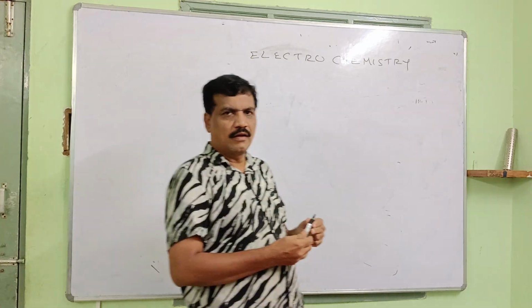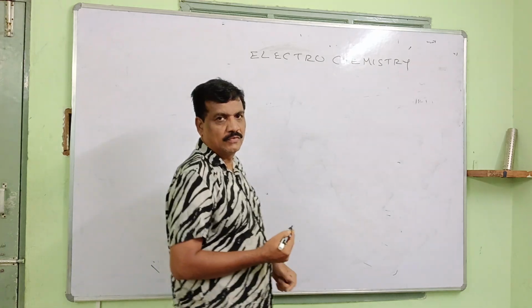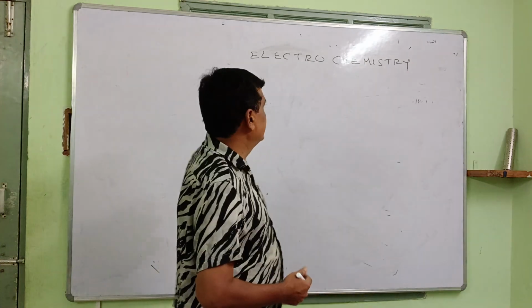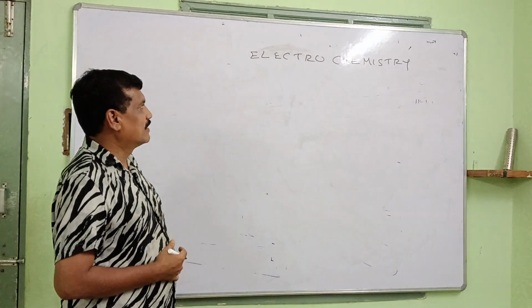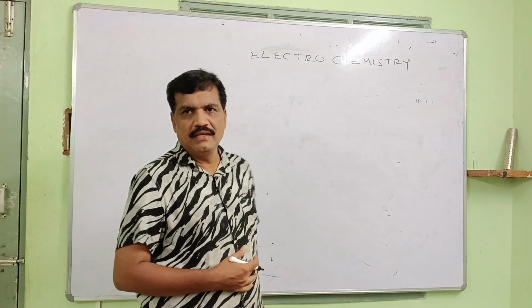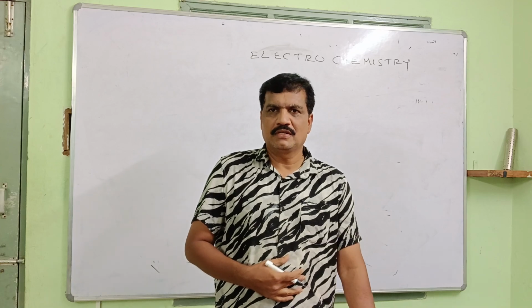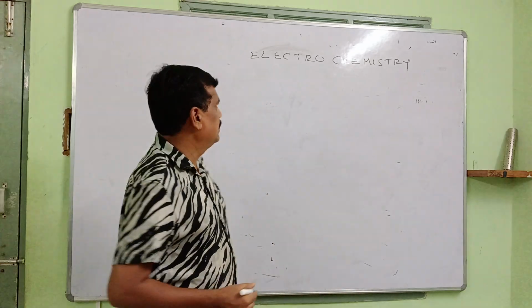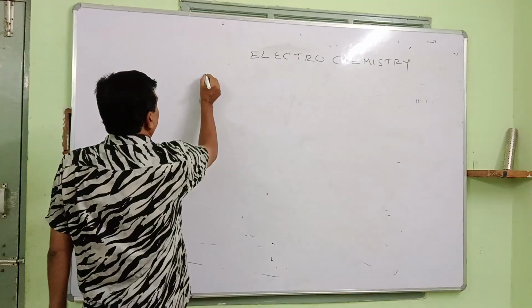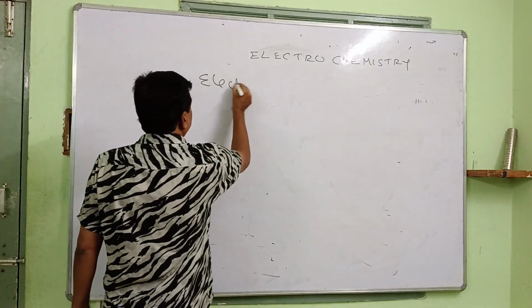Now I will take a class in electrochemistry. So what is electrochemistry? It is a branch of science which deals with electricity and chemistry. That is the basic definition of electrochemistry. Now in electrochemistry, first I define electrolysis.